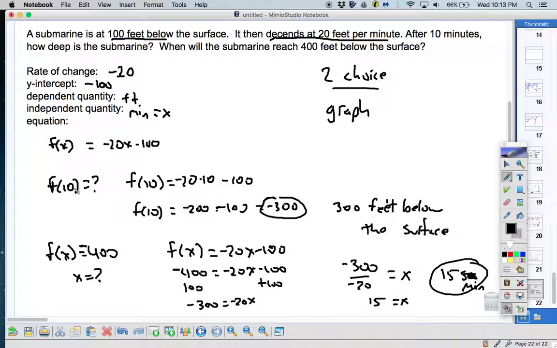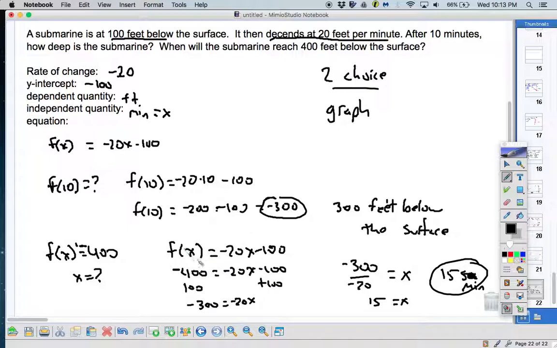And that kind of makes sense because in 10 minutes, we were 300 feet below the surface. So in 15 minutes, we are 400 feet below the surface. So I hope that helps. Make sure you watch your negatives. Most common mistake is the negatives. But you can solve it either way.